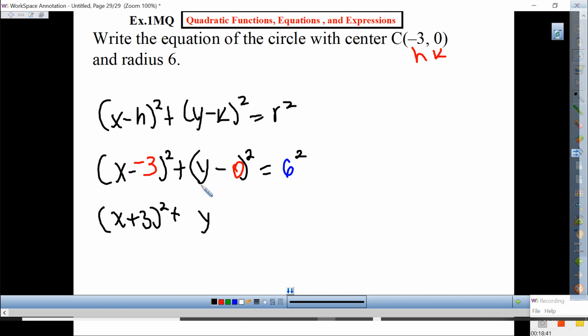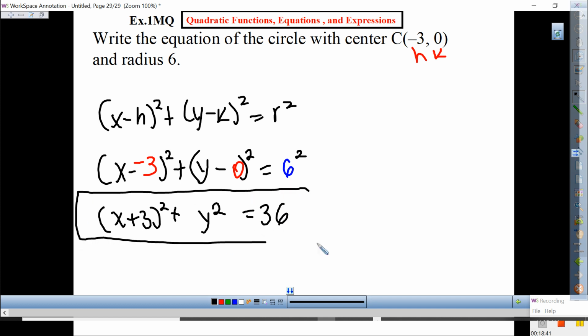So think about that. Do we need to write the 0? No, so what would I write? Y squared, that is correct, equals 36. So whenever you get an equation that looks like this, don't think that it looks weird.